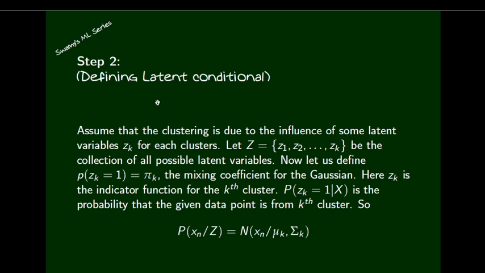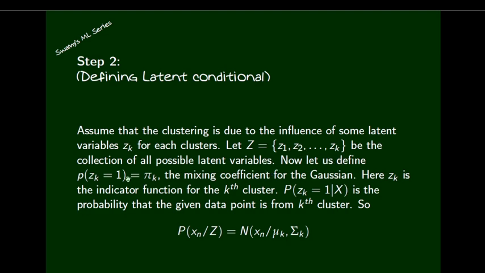Assume that the clustering is due to the influence of some latent variable zk. The zk stands for the reason that a particular data point belongs to the kth cluster. We can denote capital Z in vector form. It contains the components z1, z2, etc., up to zk. It can be interpreted like this: z2 is the latent variable that is the reason that the particular data point capital X belongs to the second cluster, like that.